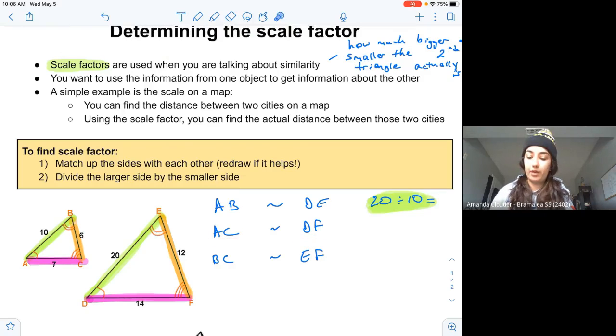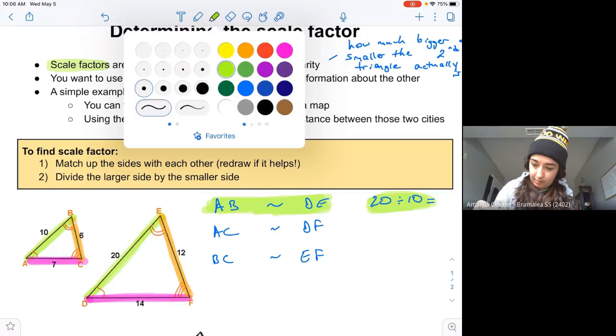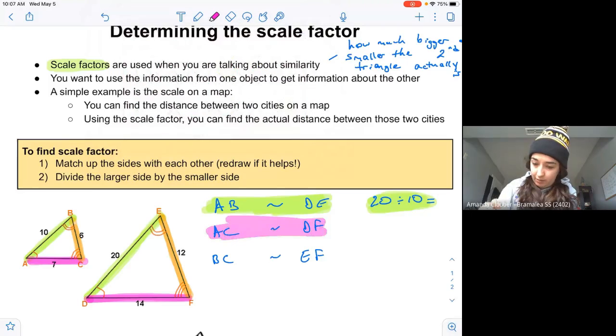Can somebody tell me the equation that it's going to be? 14 divided by 7. Good, we're going to do 14 divided by 7. You got this. Let me just highlight this in the pink. So this is this guy, and we're going to go 14 divided by 7. And then what's the last one going to be?